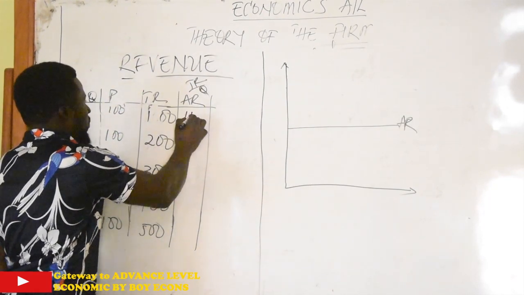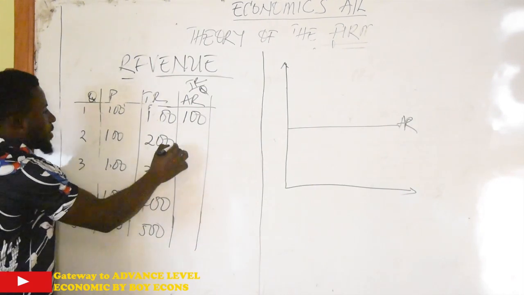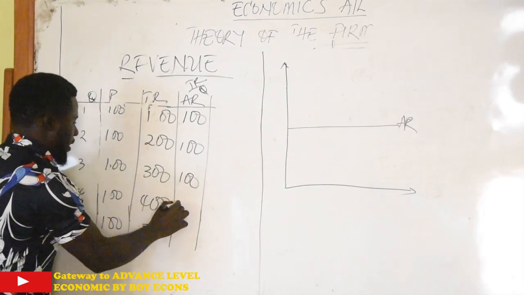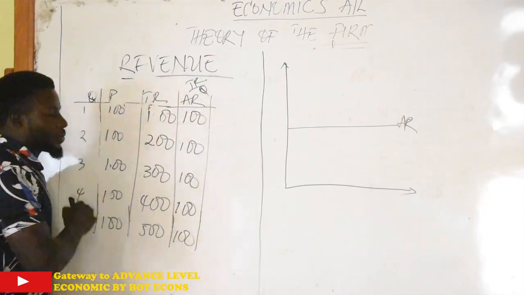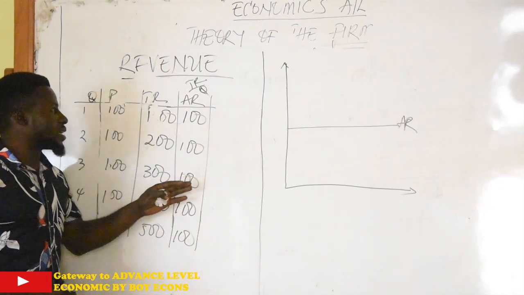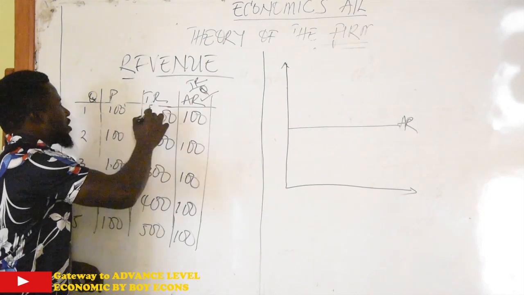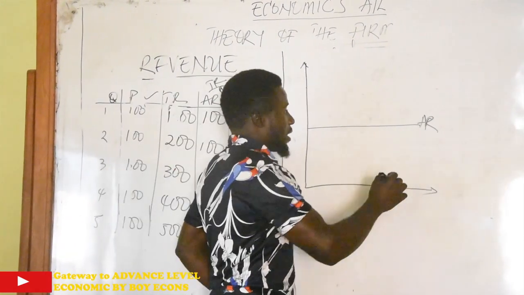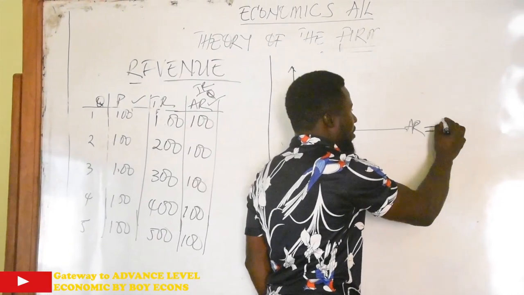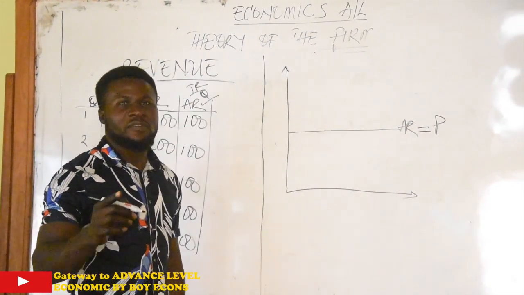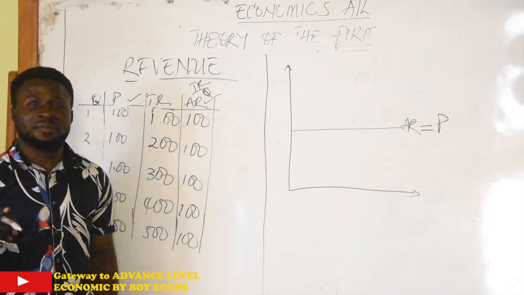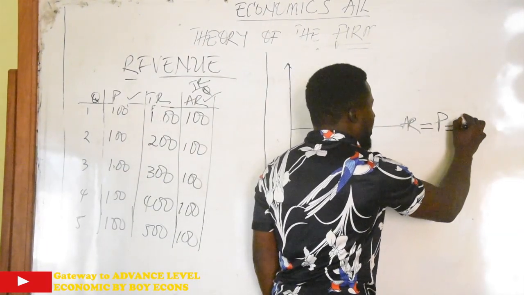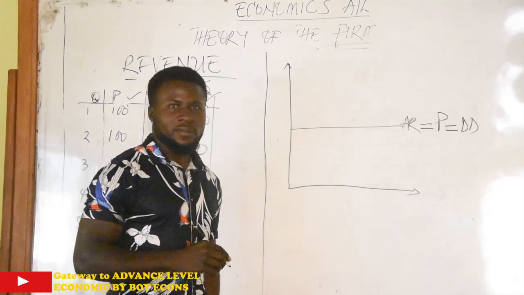It gives us 100. 200 divided by 2, 100. 300 by 3, and that gives us 100 all through. So you can see clearly that we have the same average revenue as price. The reason why: you will always see in all curves, you will always see AR equal to P, and the average revenue curve of every firm is that firm's demand curve. So you will see AR equal to P, equal to D.